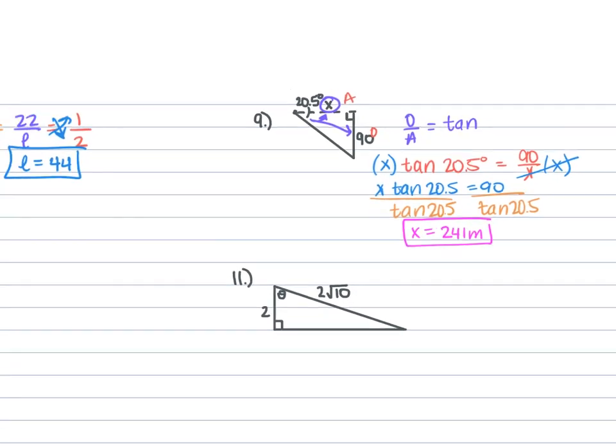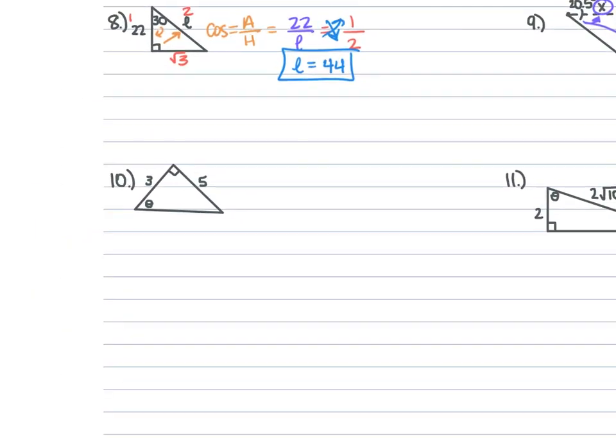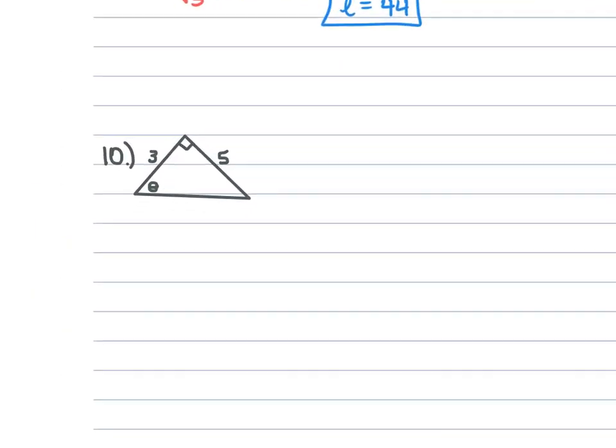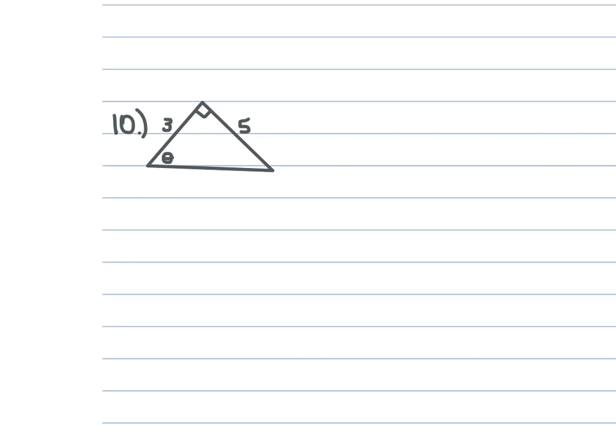Okay. So for D, trigonometric functions for theta. For 10, we have side lengths of 3, 5, and one that we're missing. That x is our hypotenuse. So we are going to use the Pythagorean Theorem.